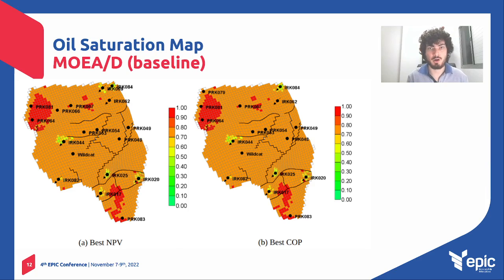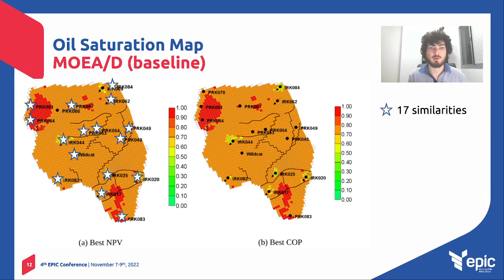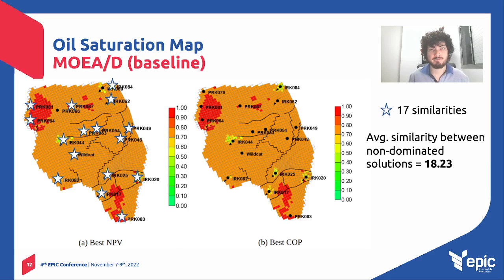Here I show the oil saturation map of the solution with the best NPV and the solution with the best cumulative oil production found by the baseline algorithm. We can see here there are 17 similarities between them. By similarity, I mean the wells that were equally selected by both solutions. The average similarity between the non-dominated solutions found by the baseline algorithm is 18.23.